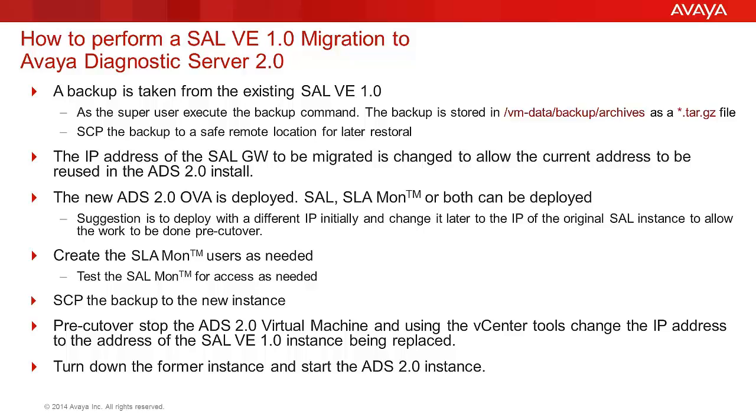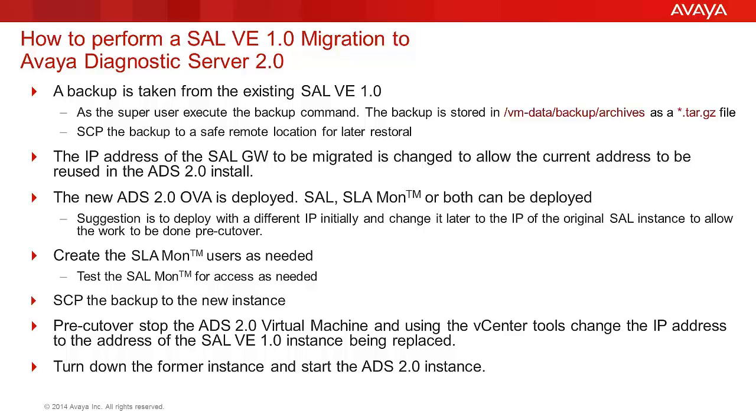This will allow for some pre-provisioning and testing to be performed before the cutover. Create your ADS admin user and maybe a view-only user as well. At the time of the cutover, turn down the new ADS 2.0 image and change the IP address to the former SAL VE IP address.